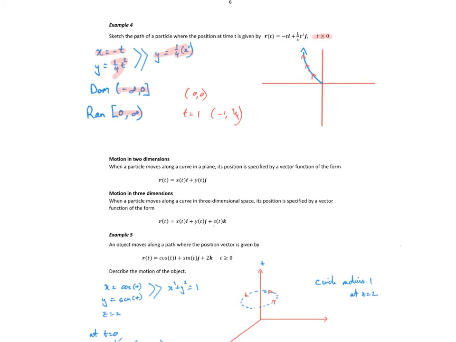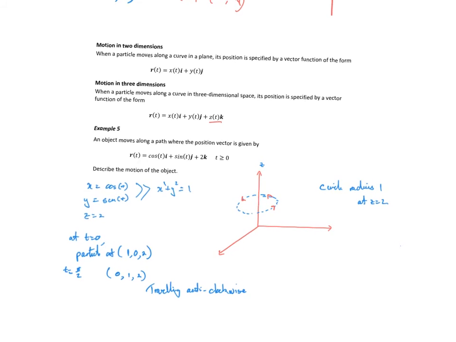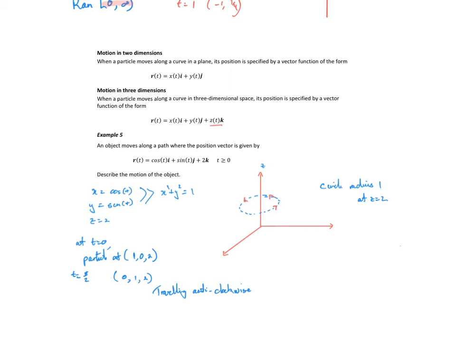In 3 dimensions, I've just got a third function z of t in the k component. If we have a quick look, there's my cos t i plus sine t j plus 2 k. If I want to describe that motion, x equals cos t, y equals sine t, z equals 2. Again, I get x squared plus y squared equals 1 in terms of variables, and z is equal to 2 always. So really that's going to give me a circle in the plane z equal to 2: x squared plus y squared equals 1, a circle 2 units above the plane, at the z equal to 2 point.